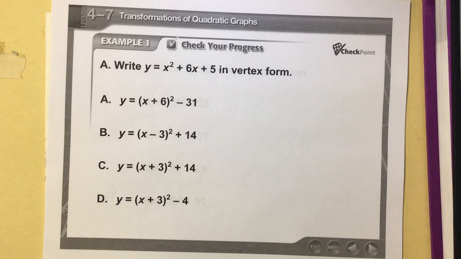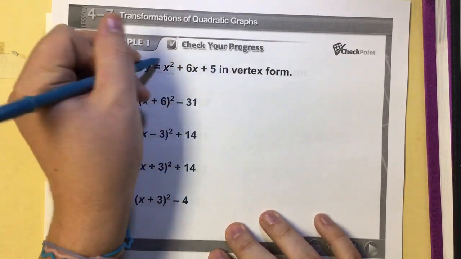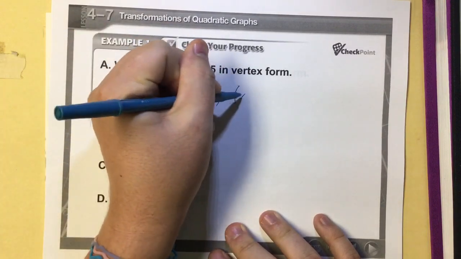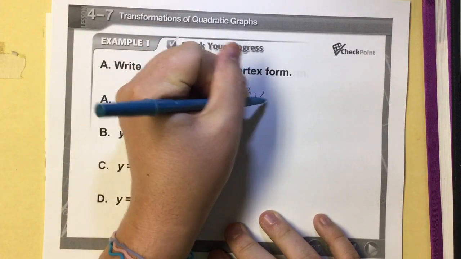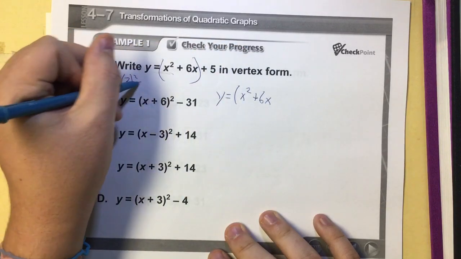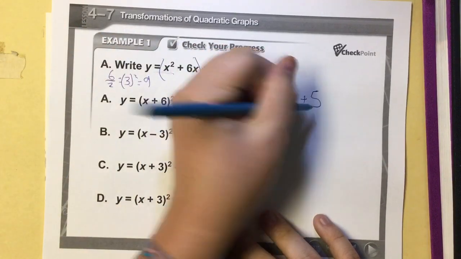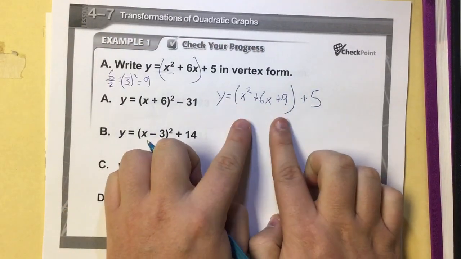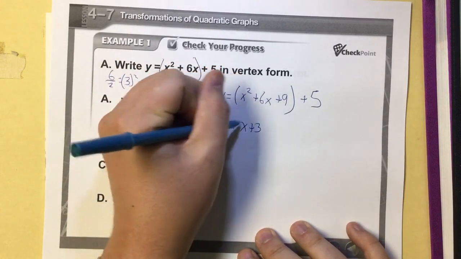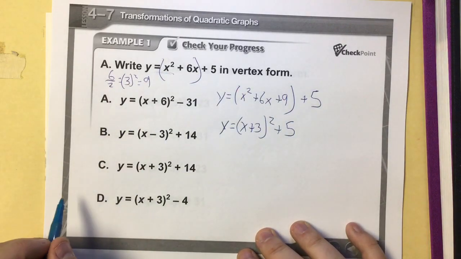This one is back to one of our easy ones. A is 1, so I can just group these together and do y equals x squared plus 6x. Half of 6 is 3. 3 squared is 9, so I add 9. And then my plus 5 is hanging out at the end. This is my perfect square trinomial. Y equals x plus 3 quantity squared plus 5.